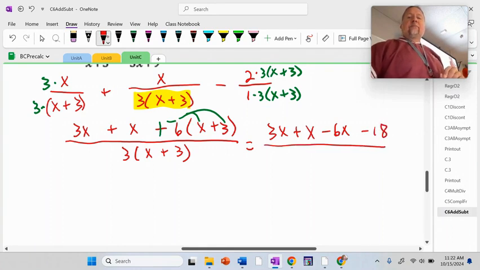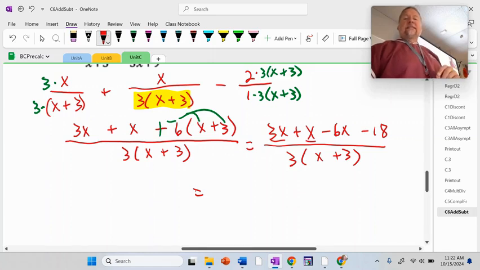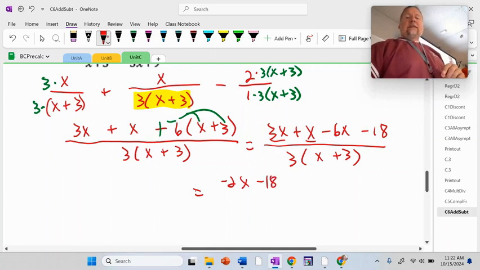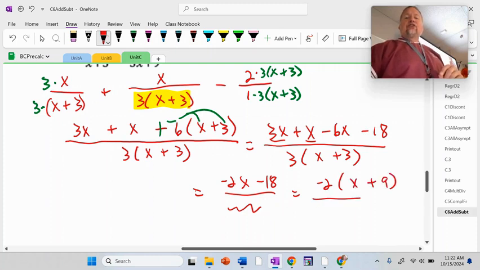I've got to clean that up further. Leave the denominator factored because we might have to factor the numerator and cancel. 3x, 4x, that's negative 2x minus 18 over the denominator, because then I'm going to take out a negative 2, and then I get x plus 9. I should check that.